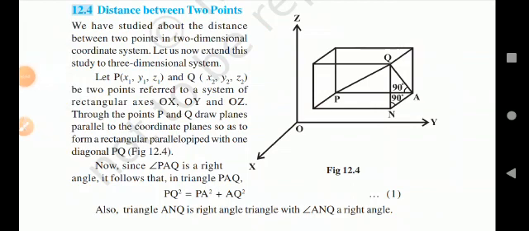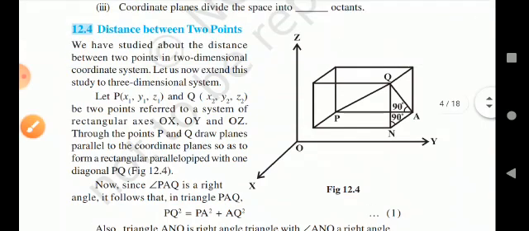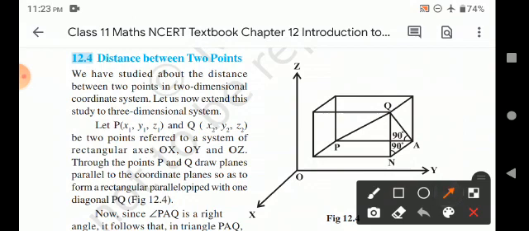Dear students, in today's class we will study how to find the distance between the two line joining points in the space. You can look at here. The distance between 2 points. We have studied the distance between 2 points in the two-dimensional coordinate system. Let us now extend this study to the three-dimensional system.